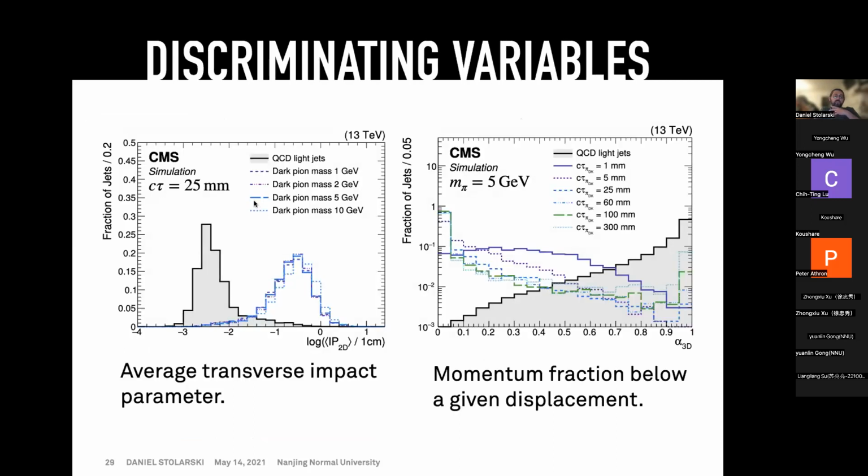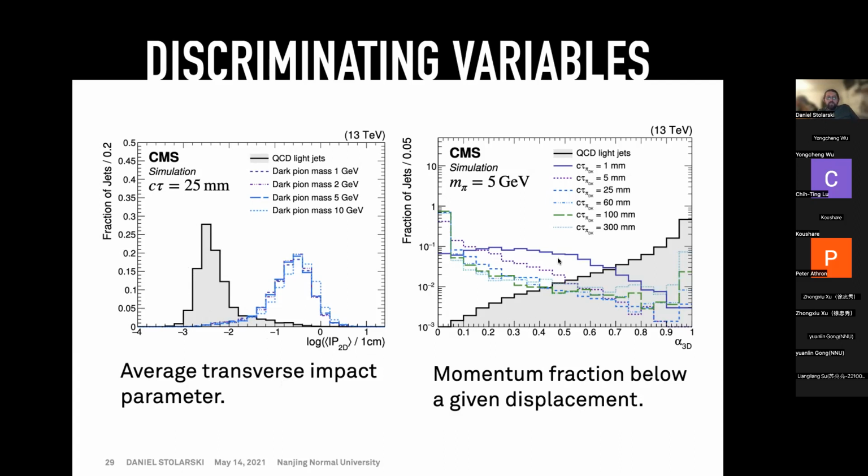And so what did they do? How did they try to discriminate this from background? Of course, the background is complicated and difficult to characterize, but what they use to try to discriminate it from background is the average transverse impact parameter. So you figure out the impact parameter of the tracks inside your jet. QCD peaks at very low values, just essentially 0 plus or minus the resolution, while the emerging jet peaks at much higher values. This is the log of the impact parameter.